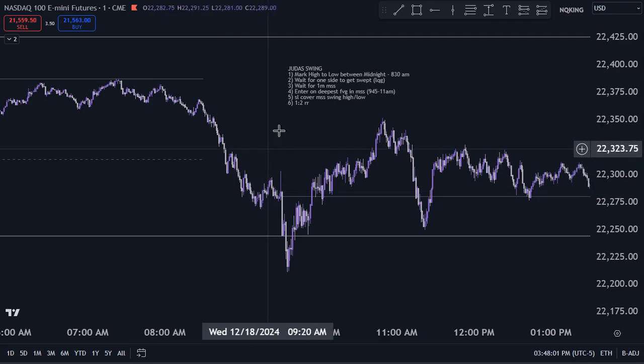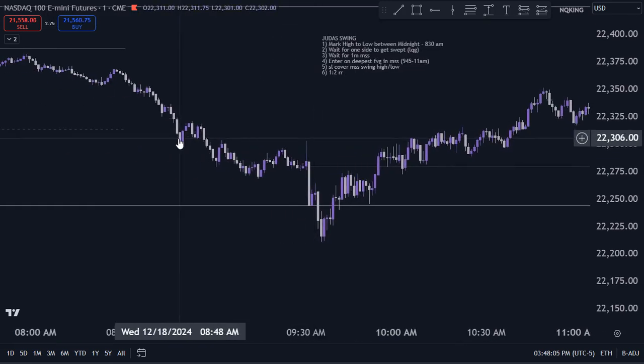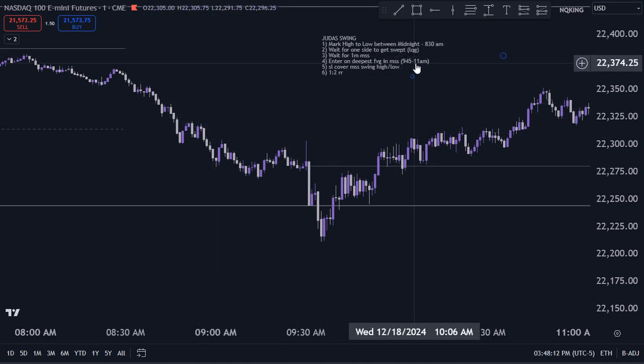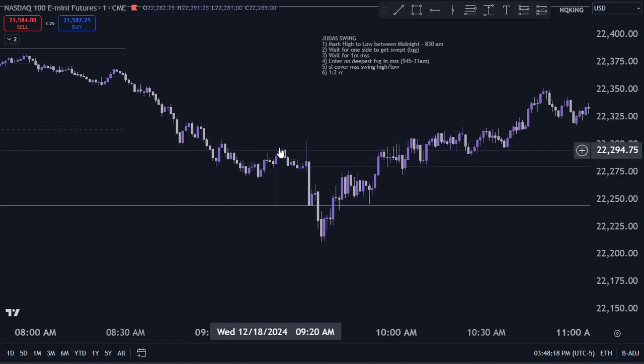So after we take out the lows, we want to wait for a 1 minute market structure shift, right? If you get a bullish 1 minute market structure shift before 9:45 to 11 a.m., I don't take it. Some people do take it. I don't take it. So we're making lower highs, lower lows, lower highs, lower lows.